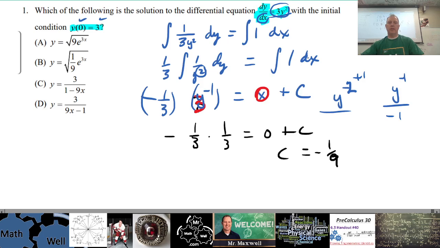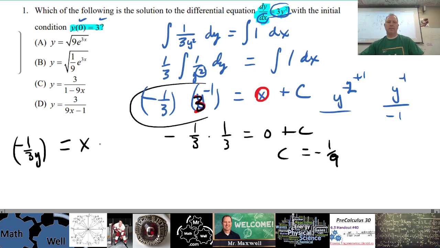So we'll put c in there. So I've got negative 1/3 times 1 over y. Actually, let's just do negative 1 over 3y, equals x minus 1 over 9. And so then I want to isolate for y. So if I multiply everything by 3y and then divide everything by x minus 1 over 9.